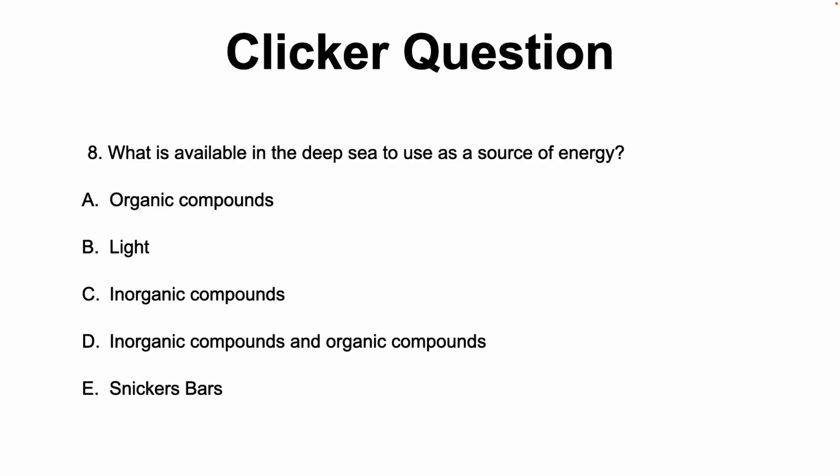So, just thinking about what we said, what is available at the deep sea to use as a source of energy? The answers are both organic compounds and inorganic compounds. So A and C are correct, so you should say D. There are no Snickers bars.